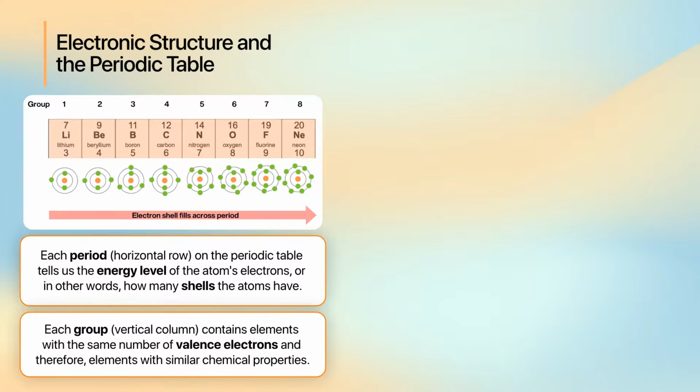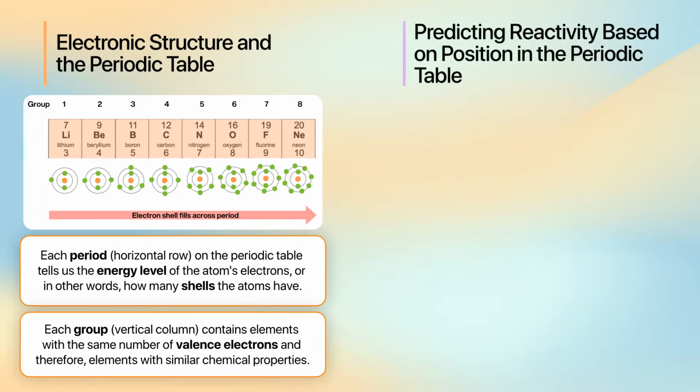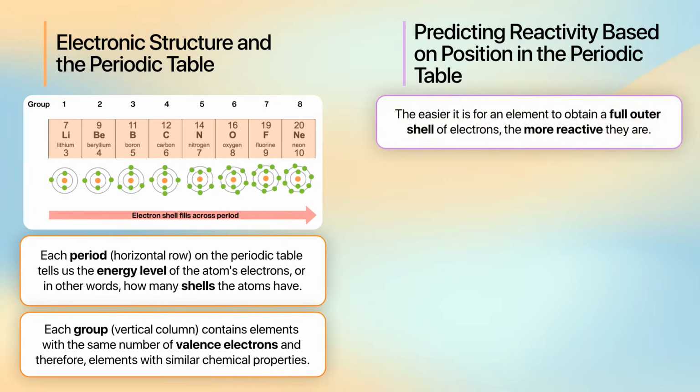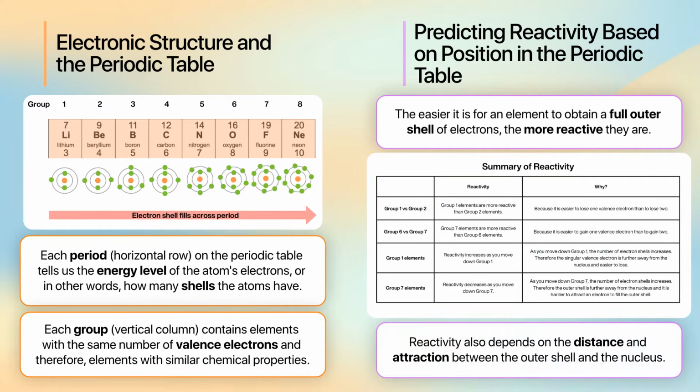Next, we looked at how we can predict reactivity based on an element's position in the periodic table. We discussed how the reactivity of elements can be predicted based on their positions in the periodic table. For instance, reactivity increases as you move down group 1 due to the increase in distance of the outer electron from the positively charged nucleus, which makes it easier to lose.